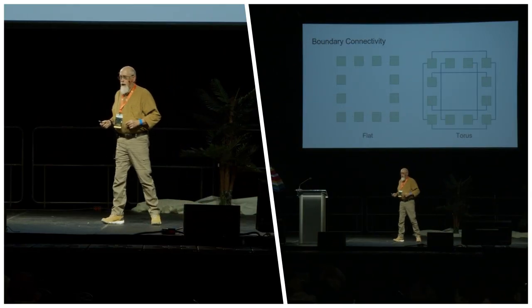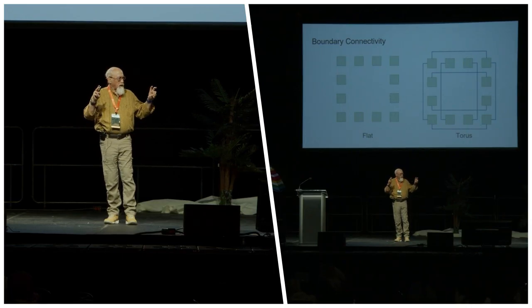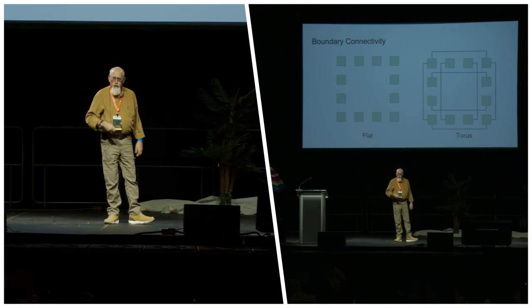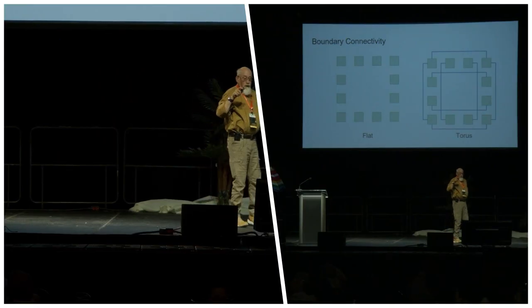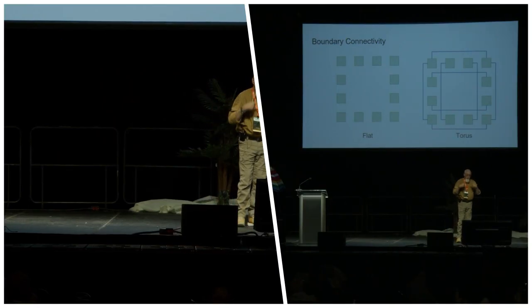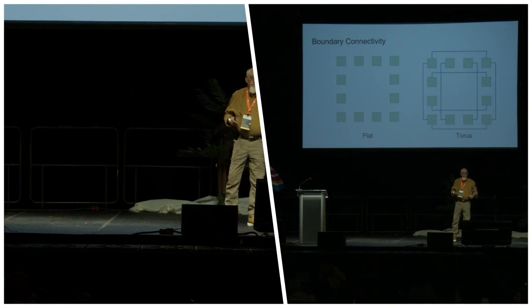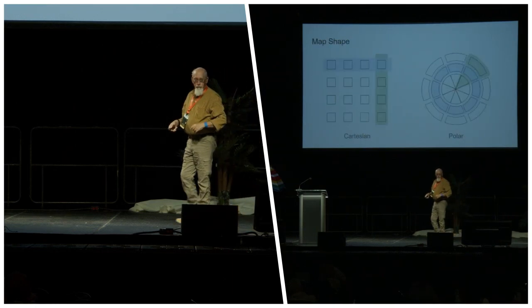There was like a galactic rim. You couldn't go beyond the galaxy in Star Trek, the TOS. You could have a torus. In other words, you could wrap around. So the bottom connects to the top, the left connects to the right, and you get a big torus.